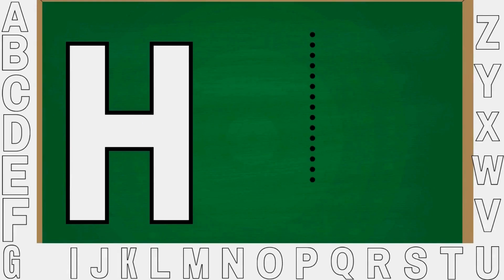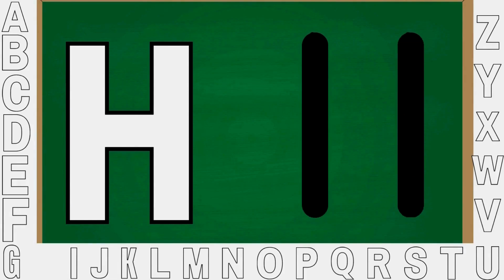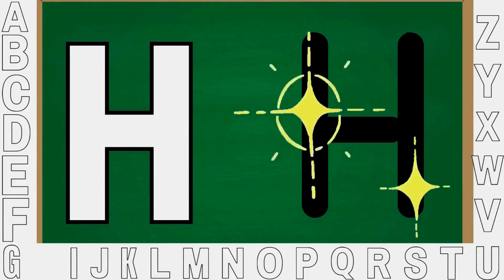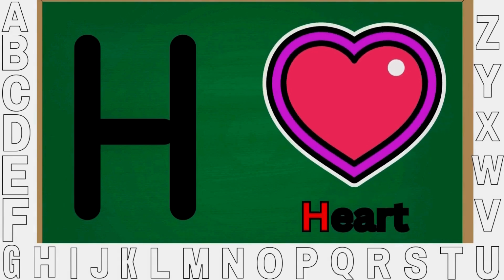H. Draw two vertical lines parallel to each other. Connect these lines with a horizontal line in the middle. H. H is for heart.